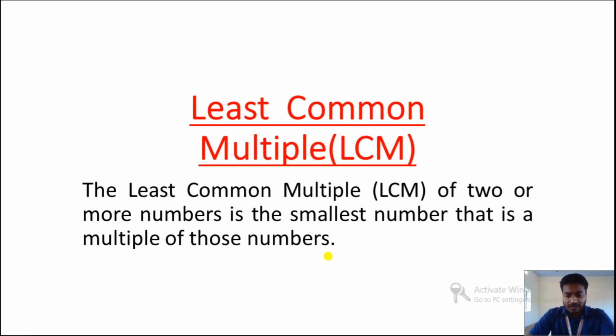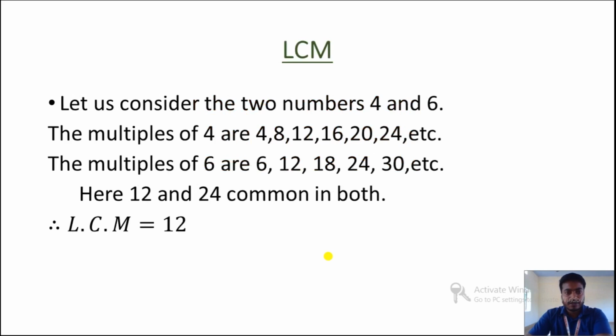Now let me give you one example, and with the help of that you can understand LCM. Here we have two numbers. The first number is 4, and the second number is 6. The multiples of 4 are 4, 8, 12, 16, 20, 24, etc. Same way, the multiples of 6 are 6, 12, 18, 24, 30, etc.